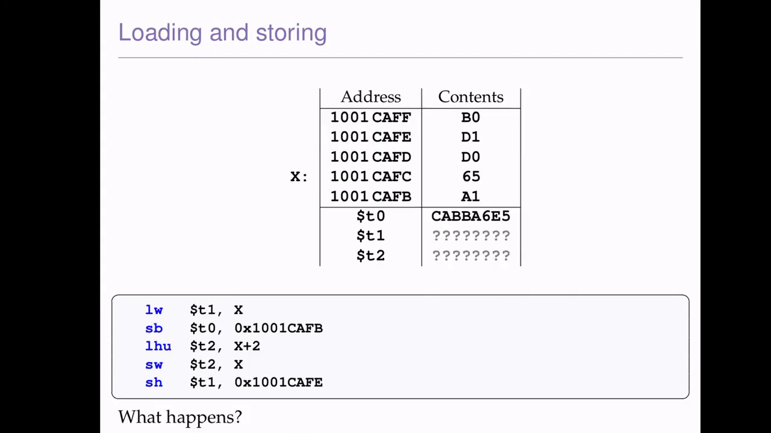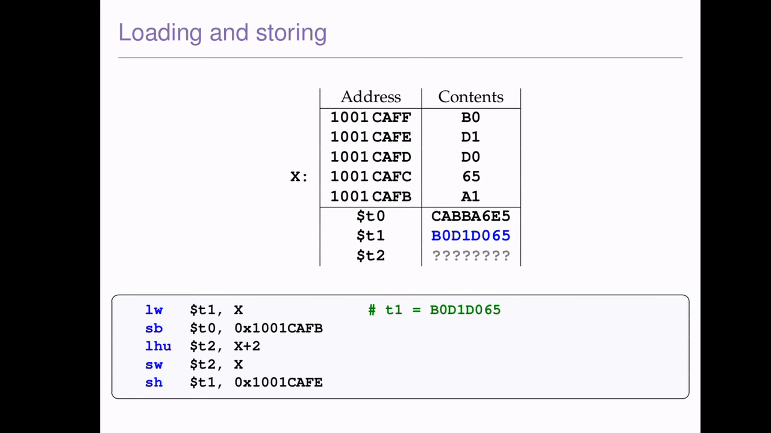Okay, so let's have a look at a bit more of an in-depth example. Say we have this memory setup, we have the location X, and we have the value stored in T0. So if we load the word from X into T1, what would happen? Well, we'd go to X and we'd see that the word at X is B0D1D065, and that would get stored in T1. So T1 gets updated to have that word, again using little endian to read from the top down to the location we're given.